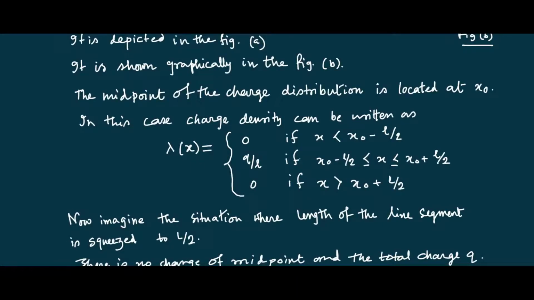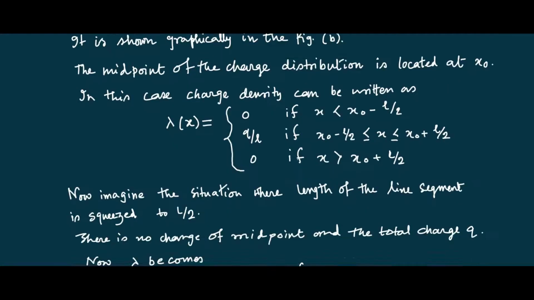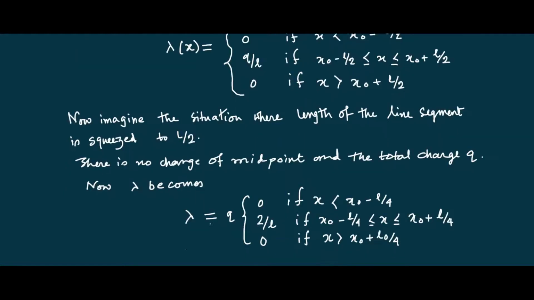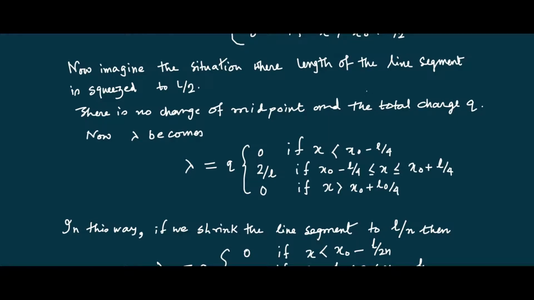Now imagine the situation where the length of the line segment is squeezed to L by 2. That means we are squeezing the length element over which the charge is distributed. There is no change of midpoint and no change of total charge Q. Now lambda becomes 2Q by L, and the charge is distributed between x0 minus L by 4 and x0 plus L by 4, so the length is L by 2.